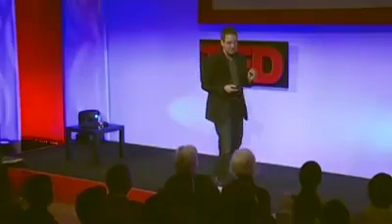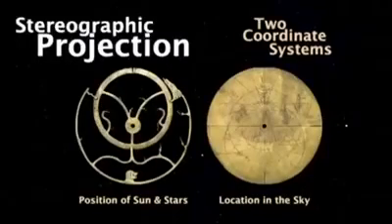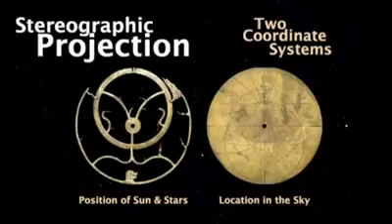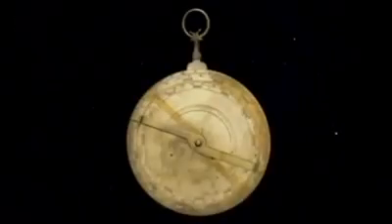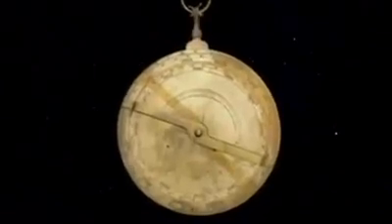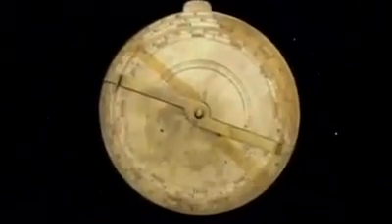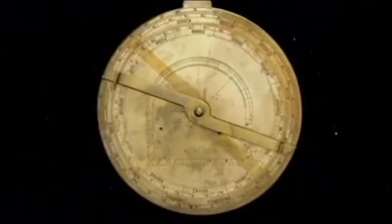Now, the real genius of the astrolabe is not just the projection. The real genius is that it brings together two coordinate systems so they fit perfectly. There's the position of the sun, moon, and planets on the movable rete, and then there's their location on the sky as seen from a certain latitude on the back plate. So that's just one use. It's incredible. There's probably 350, 400 uses. In fact, there's a text that has over 1,000 uses of this first computer.